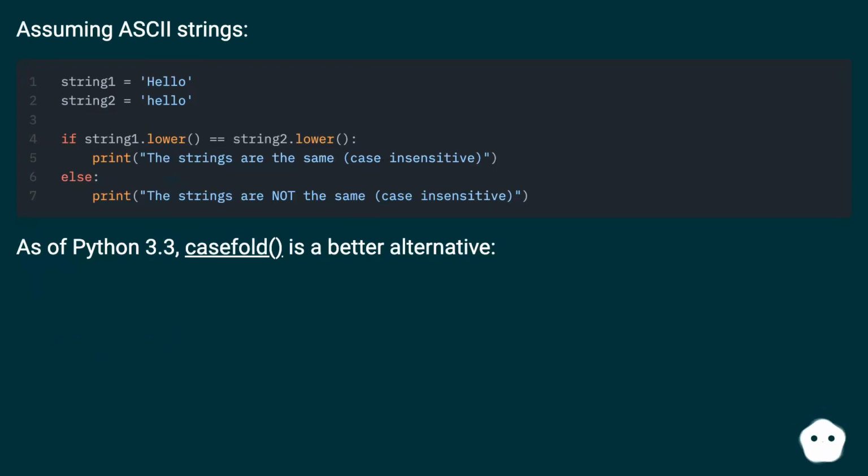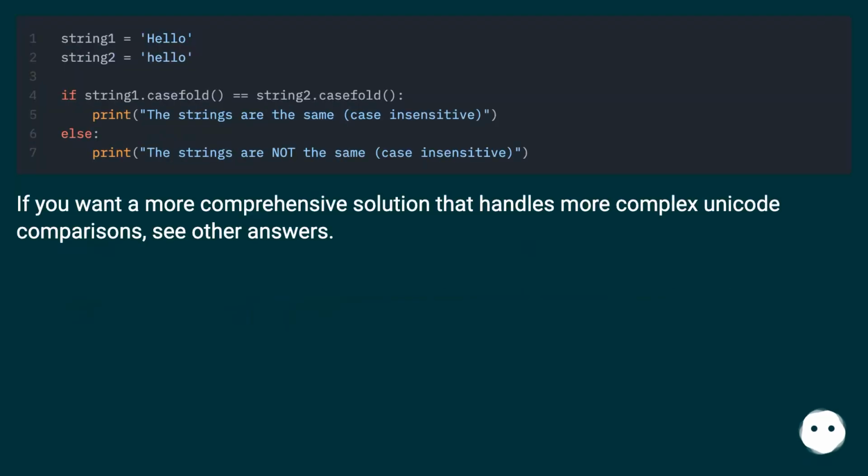Assuming ASCII strings. As of Python 3.3, casefold is a better alternative. If you want a more comprehensive solution that handles more complex Unicode comparisons, see other answers.